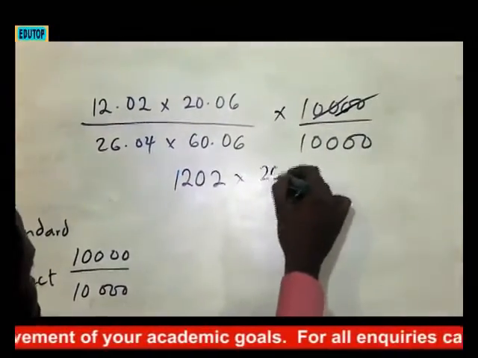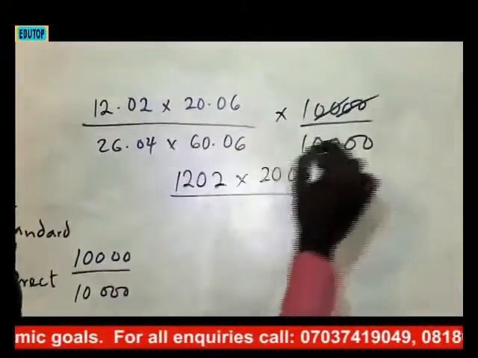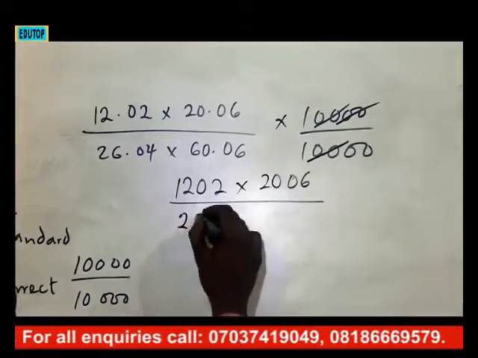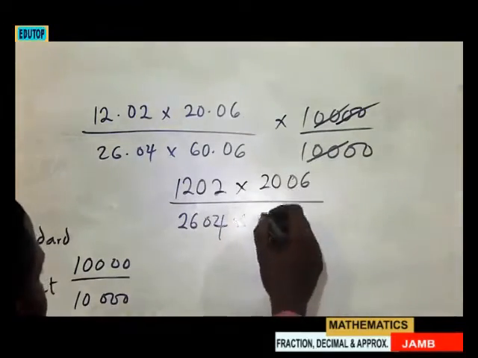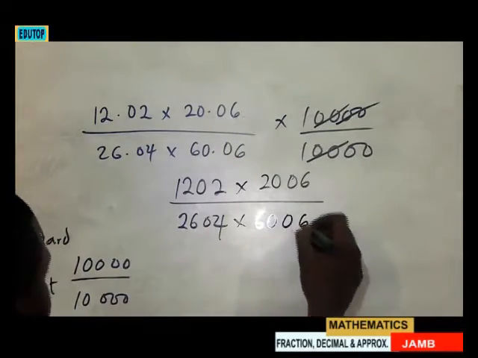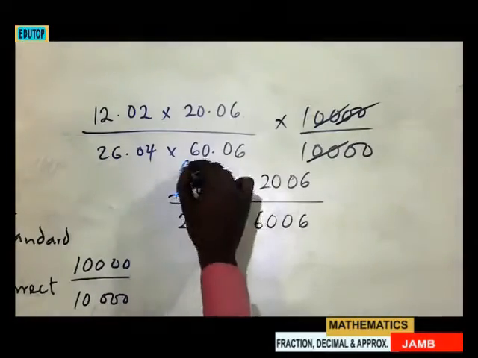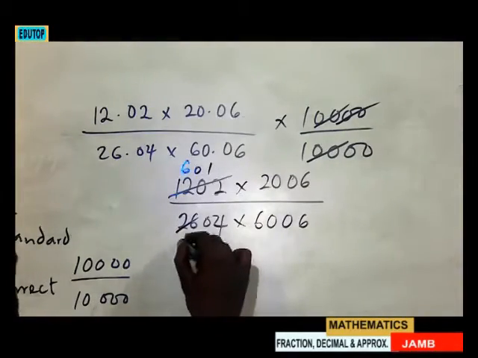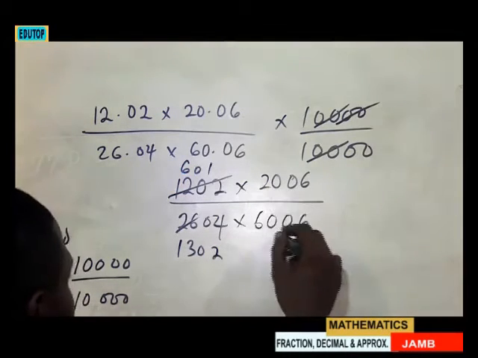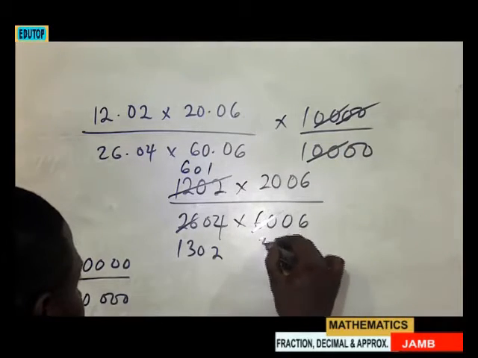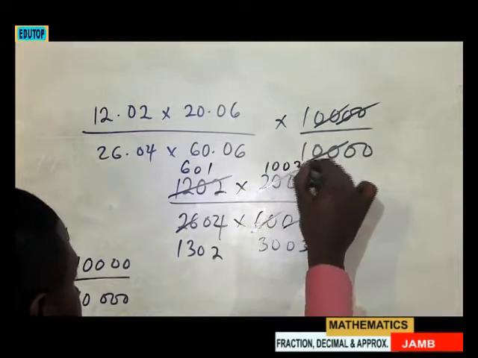That becomes 2006 over the first 2 decimals here. The 2 zeros will remove it. That's 2604 times the next 2 zeros will remove it. That's 6006. Now, if you look at this one, 2 can divide this. 2 in 12, 6. 2 in this, 0, 1. 2 in this, 1, 3, 0, 2. 2 in this, 30, 03. 2 in this, 10, 03.